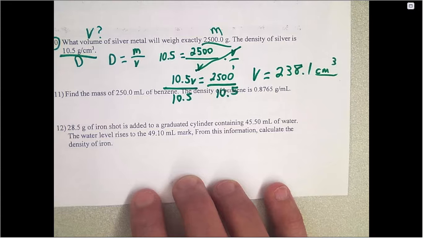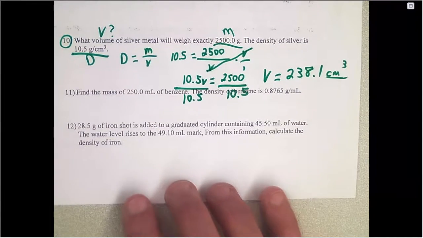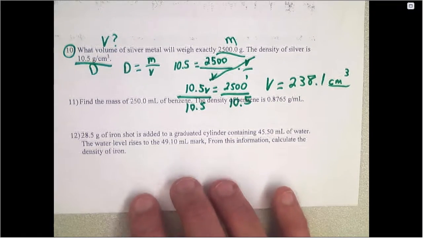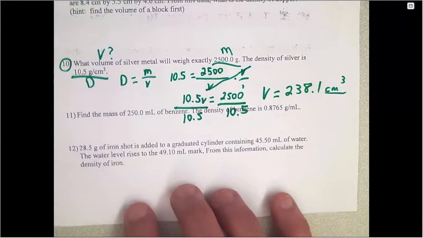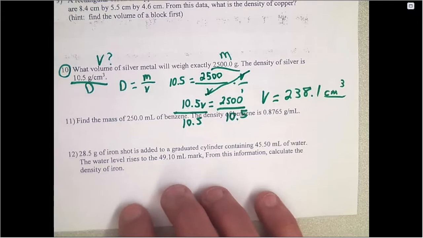But a milliliter is the same as a centimeter cubed. Same size, just a different unit. Okay? Hopefully this is helpful in calculating the density or figuring out the volume or figuring out the mass if you're given the two different variables in your problem.